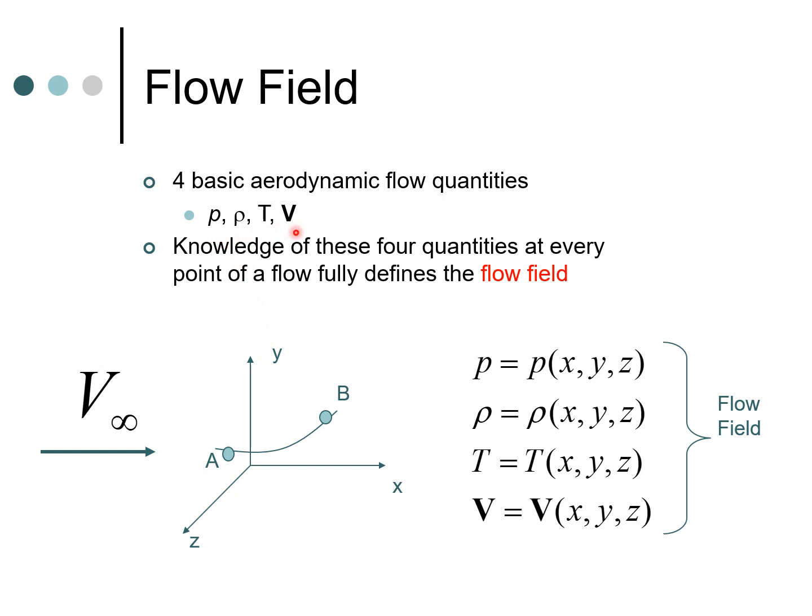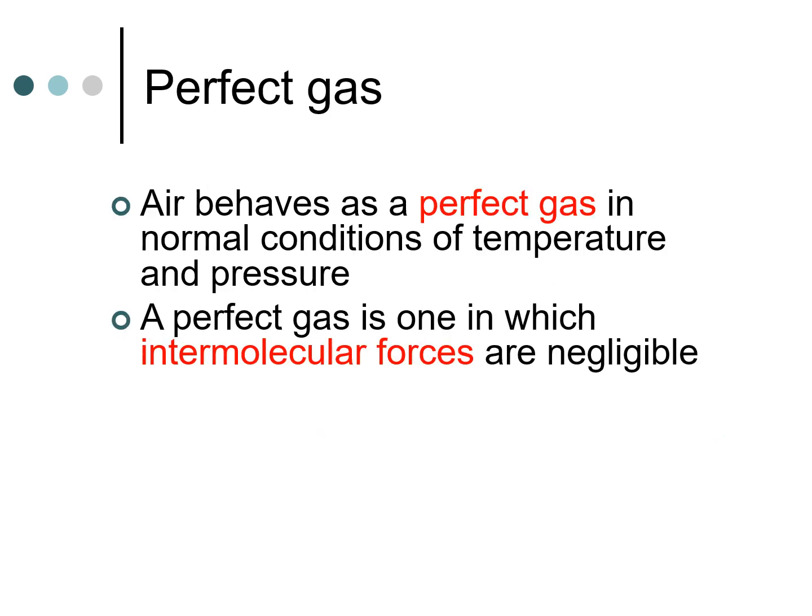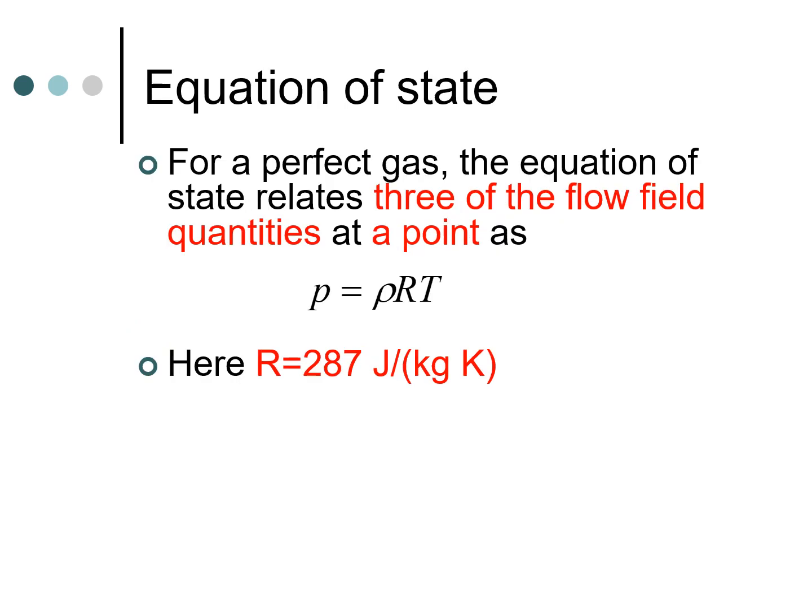Remember, P, rho, T, and V are the four basic aerodynamic flow quantities. Knowledge of these four quantities at every point of a flow will fully define the flow field, and the flow field is given by a knowledge of all these quantities at every point x, y, and z. Air behaves as a perfect gas in normal conditions of temperature and pressure, and a perfect gas is one in which the intermolecular forces are negligible. Fortunately for us, air is a perfect gas, and in air this equation holds, that is P is rho R T.